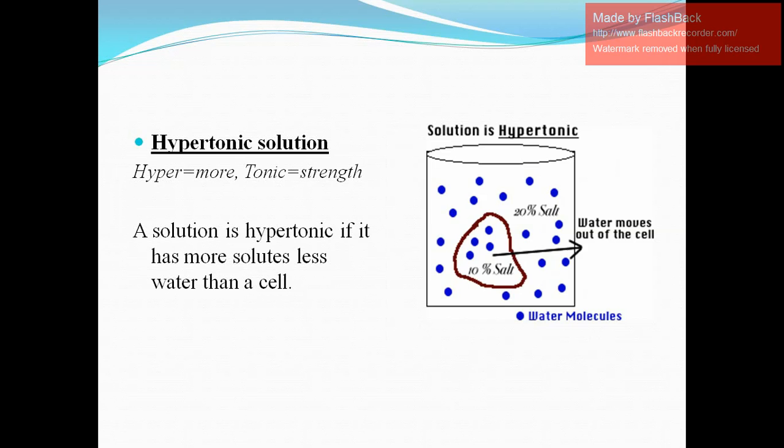You can see in the picture the solution has a cell placed inside it. The cell has less solute, and the solution relatively has more solute and less water than the cell. Such a solution is called a hypertonic solution. In this case, what will happen? The water will move out of the cell. Yes, and this is called exosmosis.